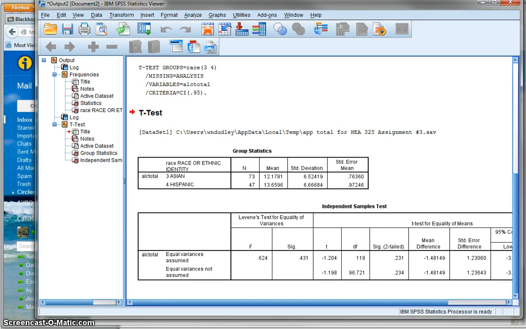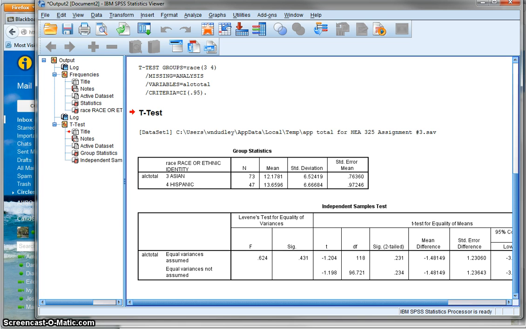I wanted to keep on the screen the previous t-test we did in which I contrasted our alcohol consumption by Asian students versus Hispanic students. Now, one thing we've talked about in class briefly, and I want to use this example to illustrate more clearly, is something we call statistical power.